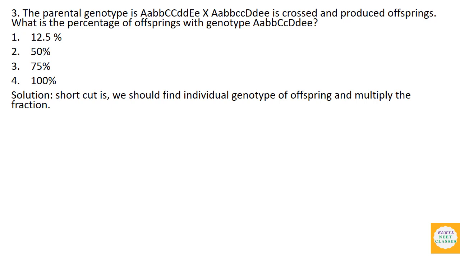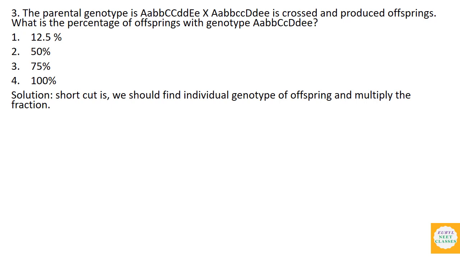What is the percentage of offsprings with the genotype capital A, small b, capital C, capital D, small e, small e? So it looks like a pentahybrid cross. That means 5 characters we are observing at a time in this one. If you do the regular Punnett square method to this one, it is going to be a very time consuming process.